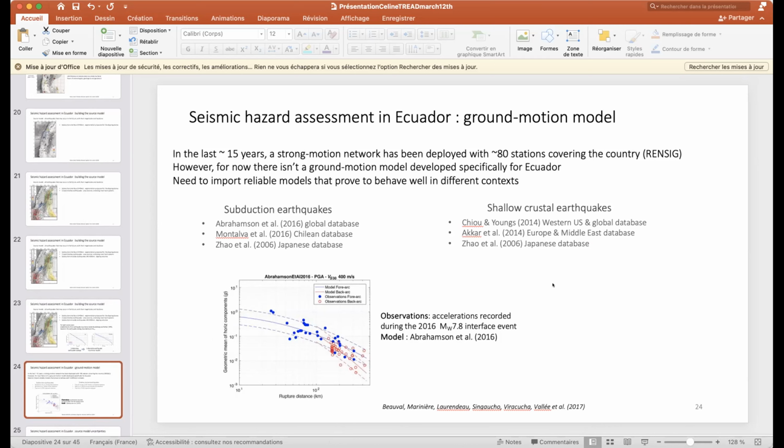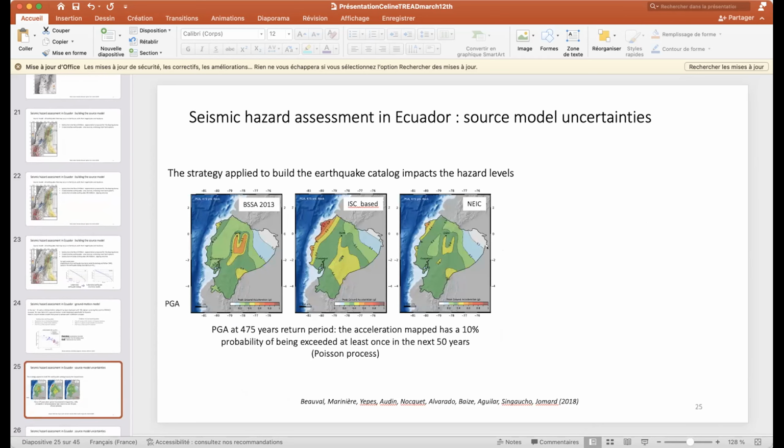As for shallow crustal earthquakes, comparison with observations was not possible, and we selected 3 models based on 3 different databases. Again, one global, another one relying mostly on recordings from Europe and the Middle East, and the last one relying mostly on Japanese data. So then, to evaluate hazard, the source model must be combined with a ground motion model, the ones that I just described, and then you can calculate hazard.